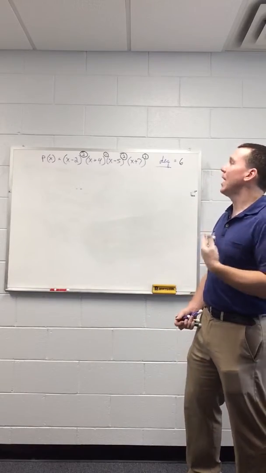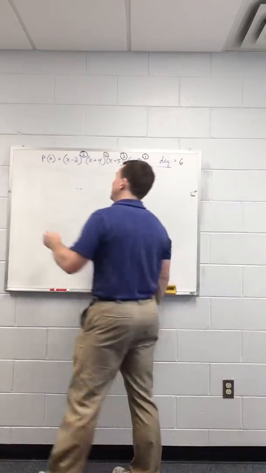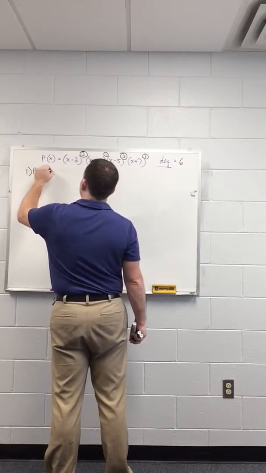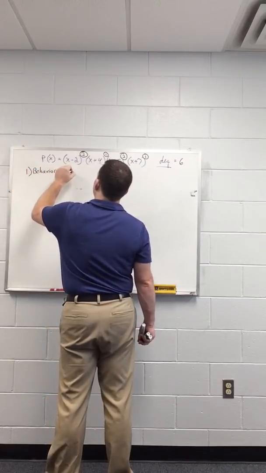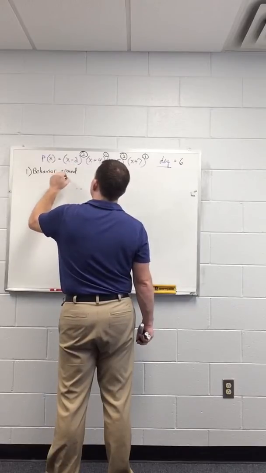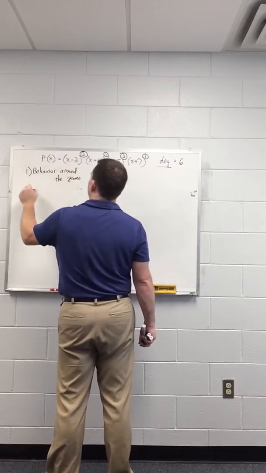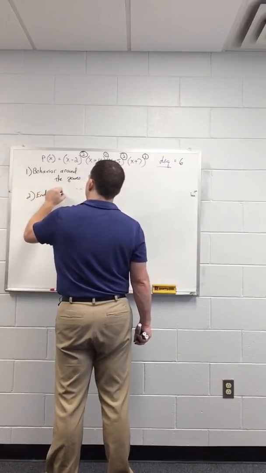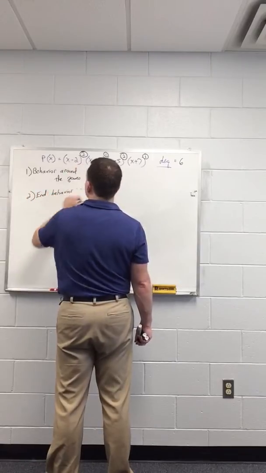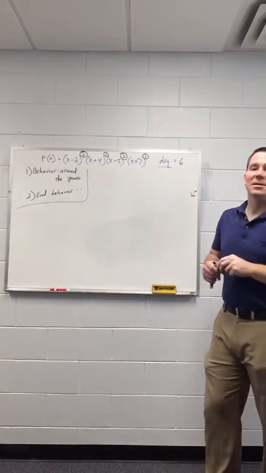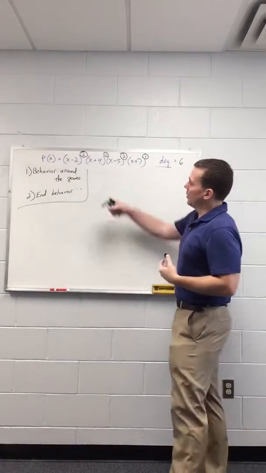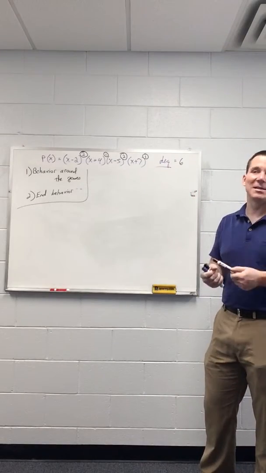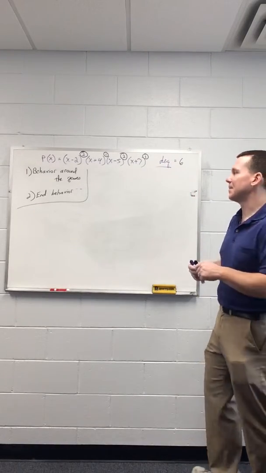When I then want to graph that polynomial, there's really 2 things I care about. 1, the behavior around the zeros, and 2, the end behavior. So when graphing it, we're going to look for this, we're going to look for that, and then basically we're just going to play connect the dots and literally just connect a bunch of dots together.